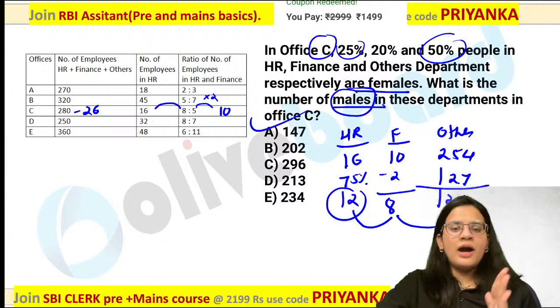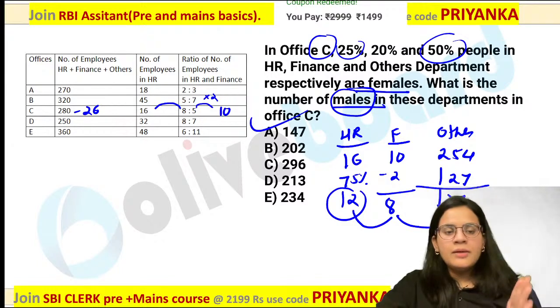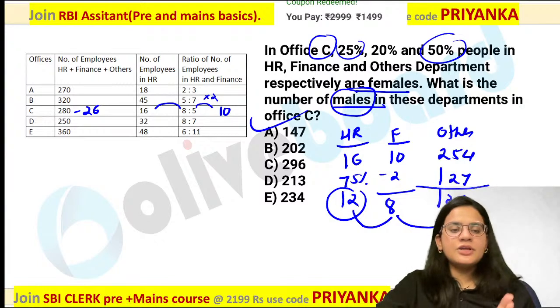So first of all, you have to calculate your actual value. Based on that, convert percentage into fraction. Once you subtract that value, you are going to get your male part over here. And then check your unit digit to get the answer.